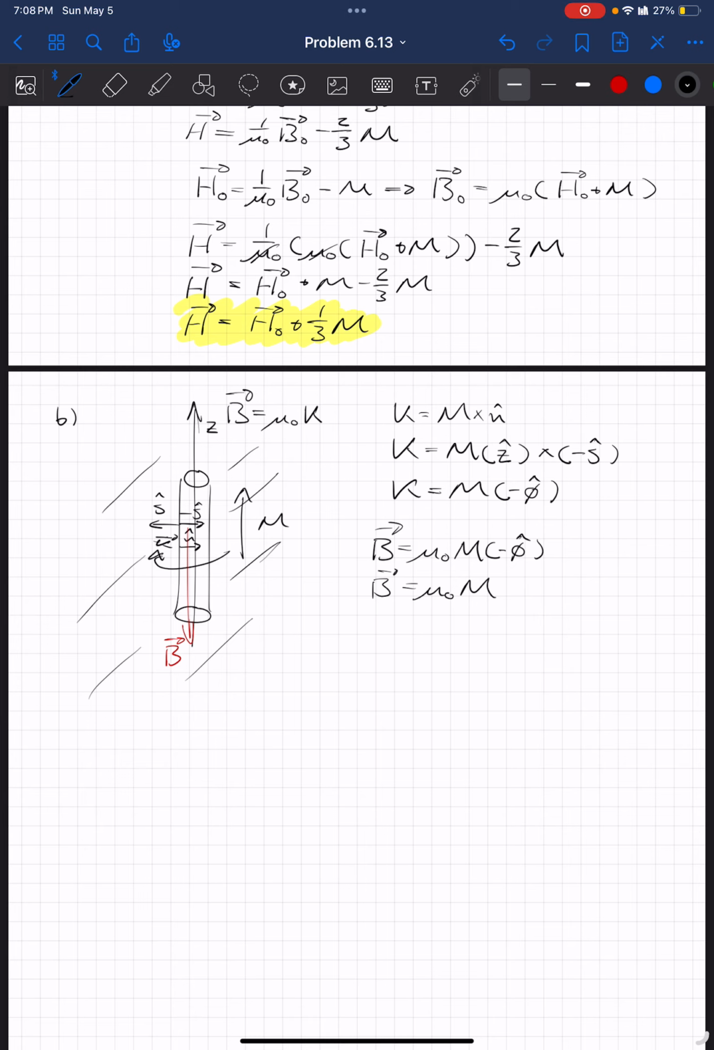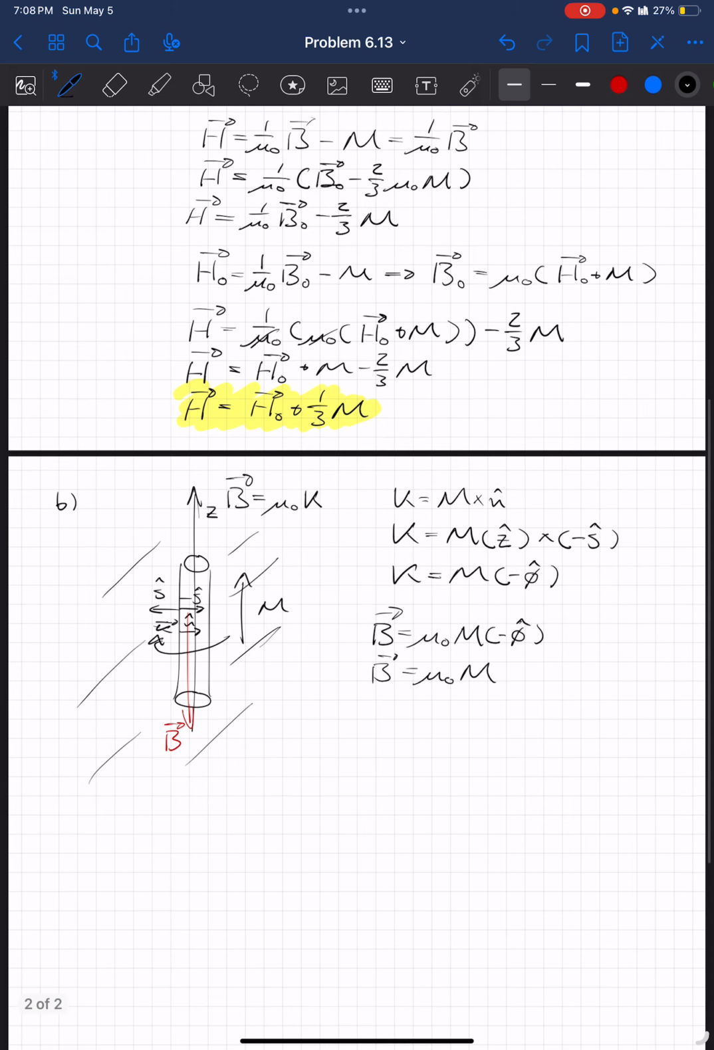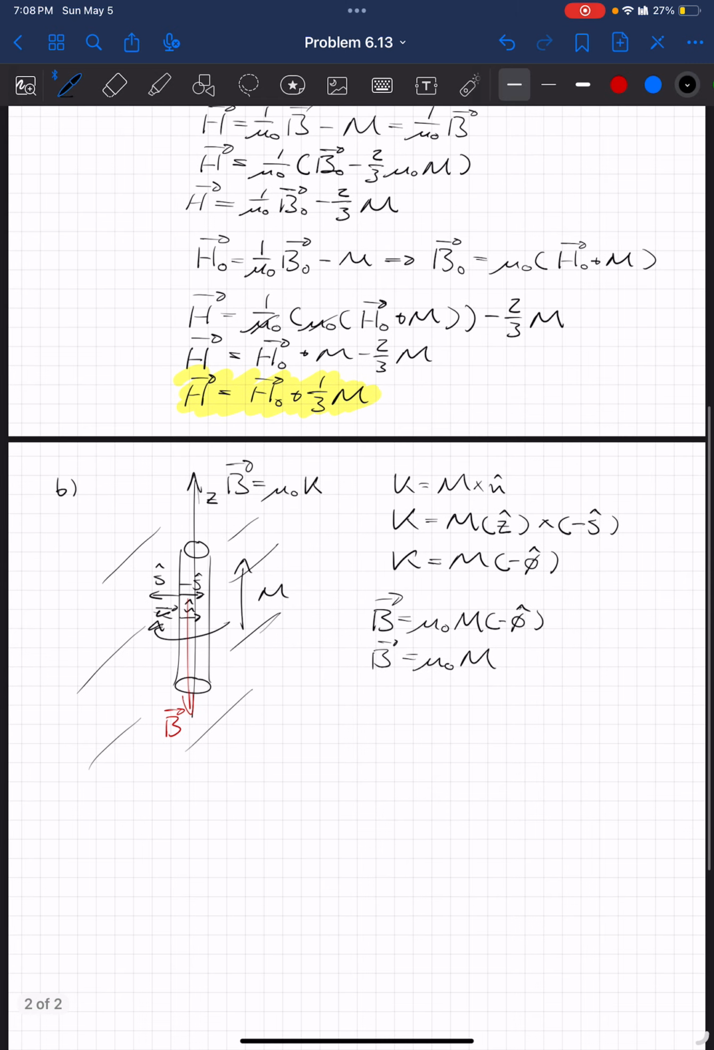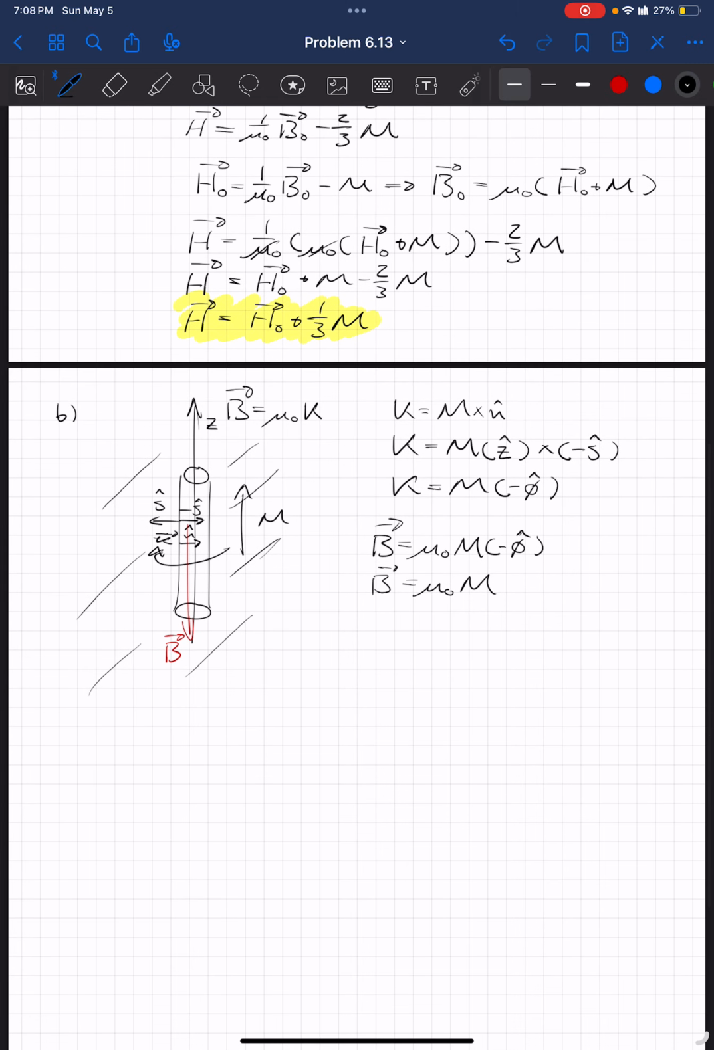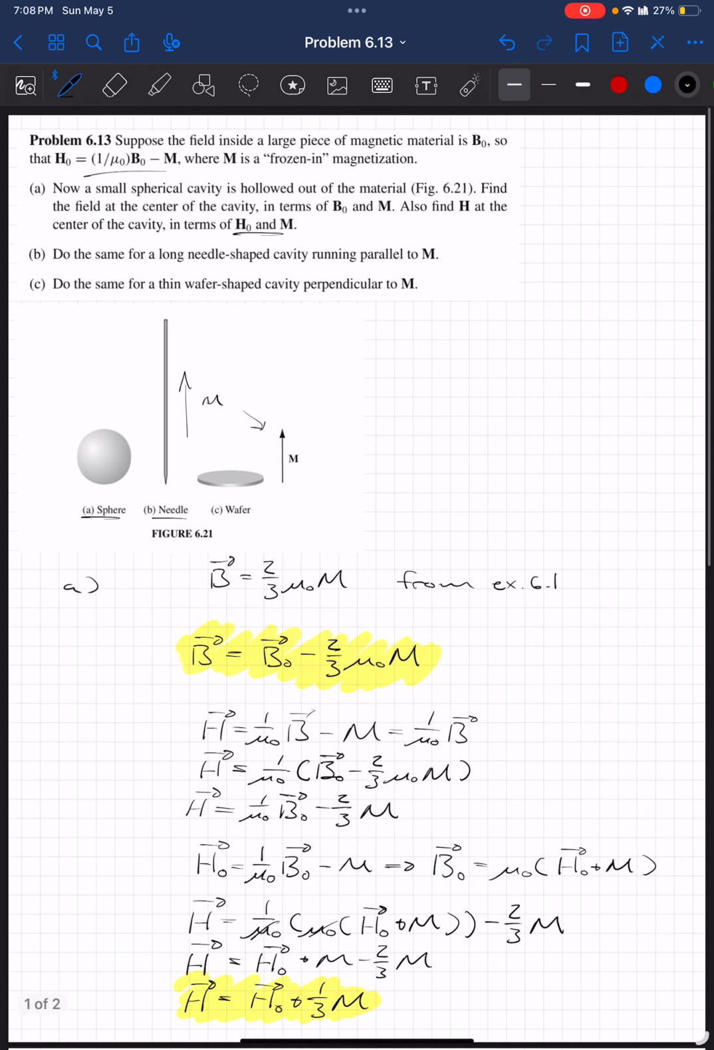Now we want to find our new magnetic field of the magnetic material with this removed. So just again subtracting this from B naught, we'll find our new magnetic material's magnetic field. So B is equal to B naught, our original, minus this hollowed out value, which is mu naught M. So this is the magnetic field of our material after taking out this long needle-shaped cavity.